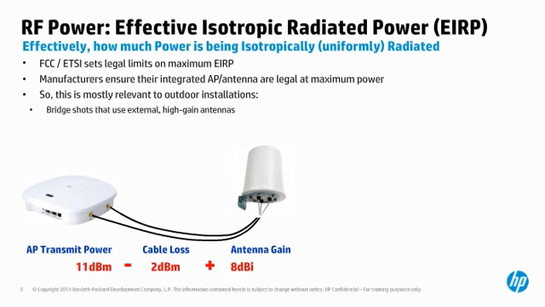This HP antenna has 8 dBi of gain. Added to the 9 dBm arriving at the antenna gives us 17 dBi of EIRP. This is well within the ETSI's 20 dBm legal limit and the FCC's 36 dBm maximum.